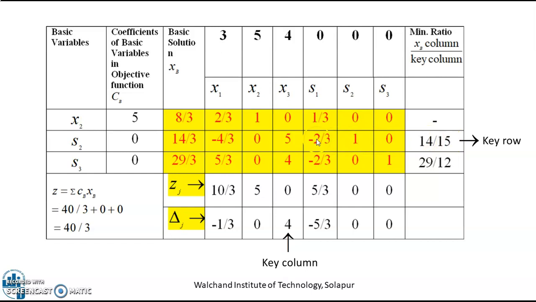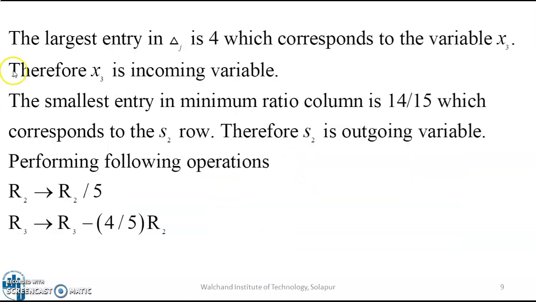So the row associated with it is called the key row, and the intersection of the key row and key column is this entry 5. We can draw a circle around it, which is called the key element. Now we have to convert this entry to 1 and the remaining entries in the column to 0. But already it is 0 here, we only have to convert the other to 0. This discussion we have already done.